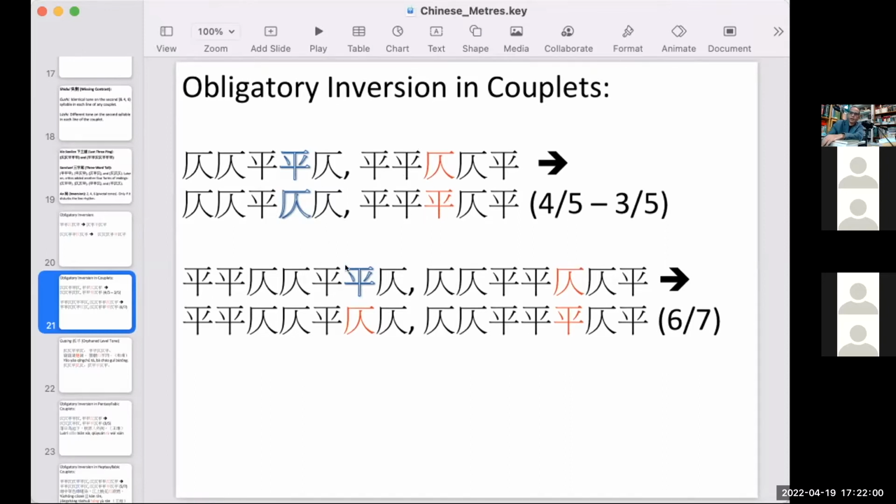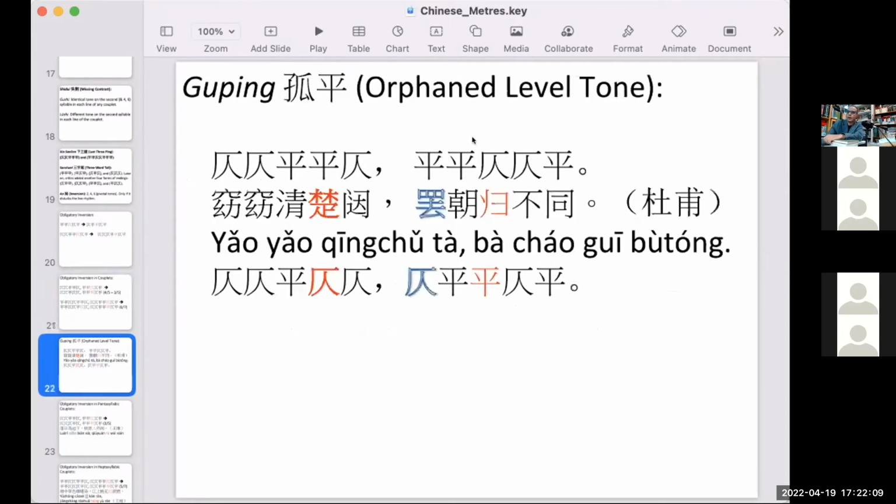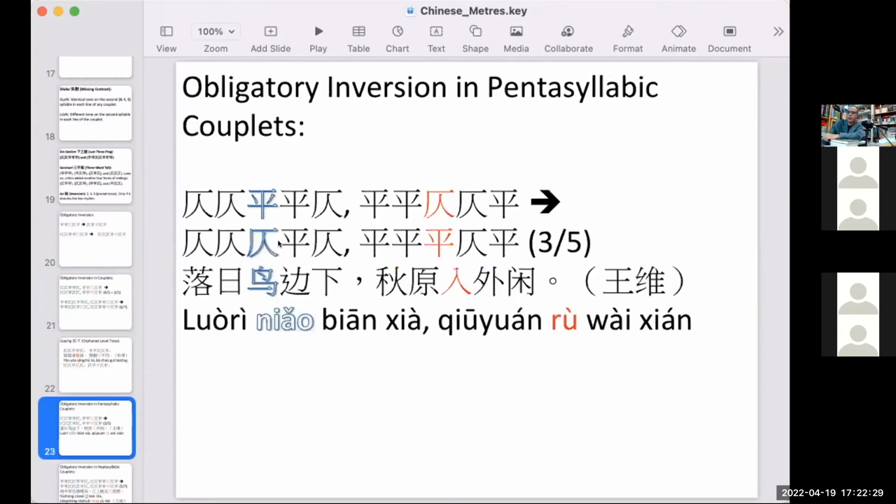This is the five-character line, and the same rule is applied in the seven character per line, that qi and shi, heptasyllabic verse. Another example here, this is the example I've just given. This is the same rule, in order to avoid this coping. Another example in pentasyllabic, meaning wu yan shi, like here, this ping changed into zi, so that zi here was changed into ping. That's the example I've given.